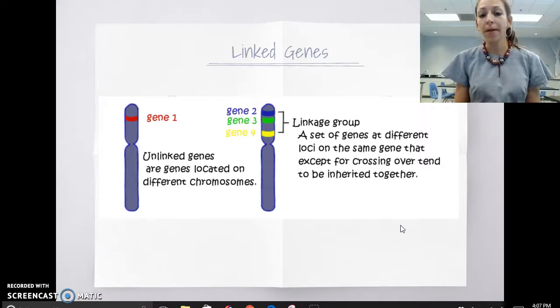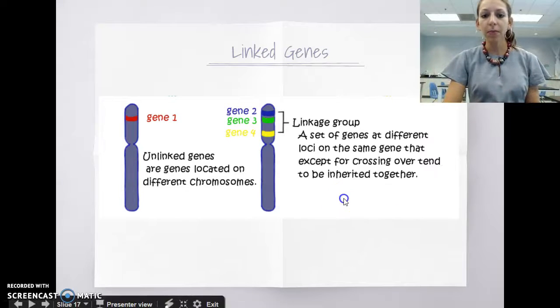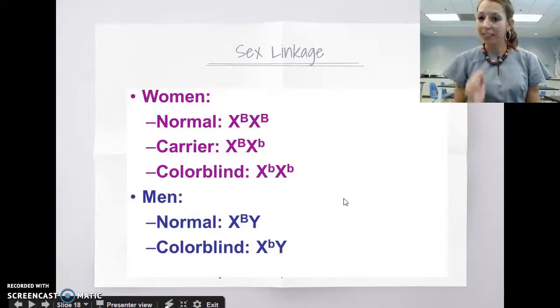So if there's a linkage group, we're going to see different patterns of inheritance than we would in a traditional unlinked gene sense. So our Mendelian patterns of inheritance are assuming that these genes are assorting independently, there's segregation, and these genes are unlinked. So, really quickly, sex linkage.